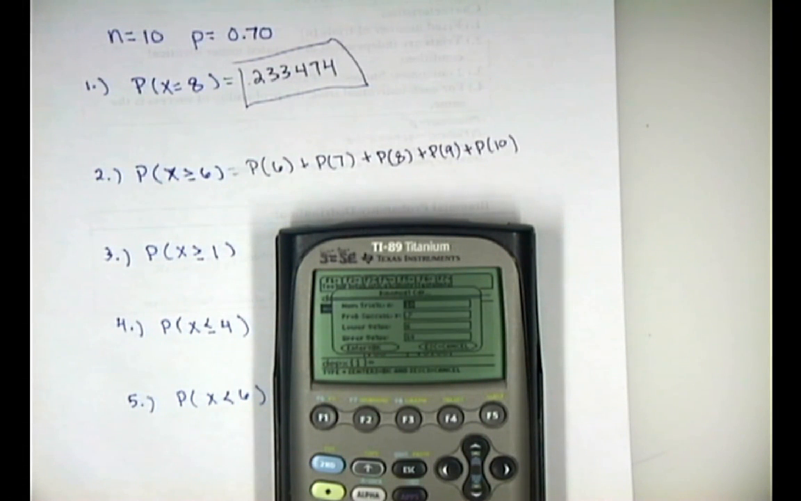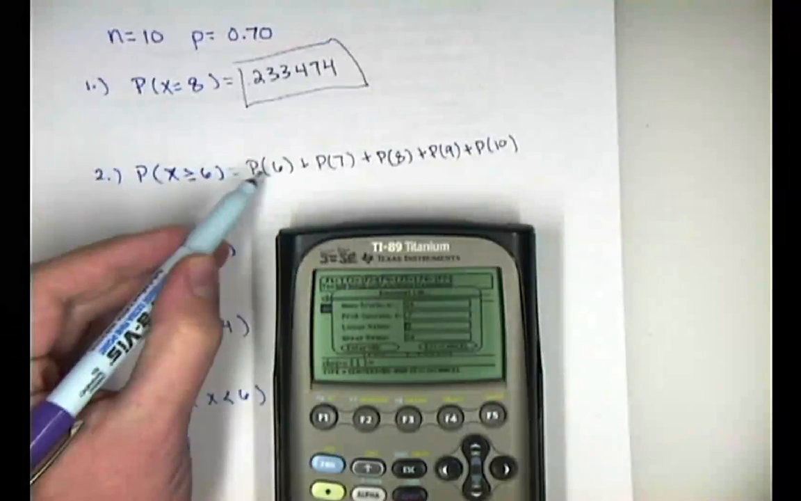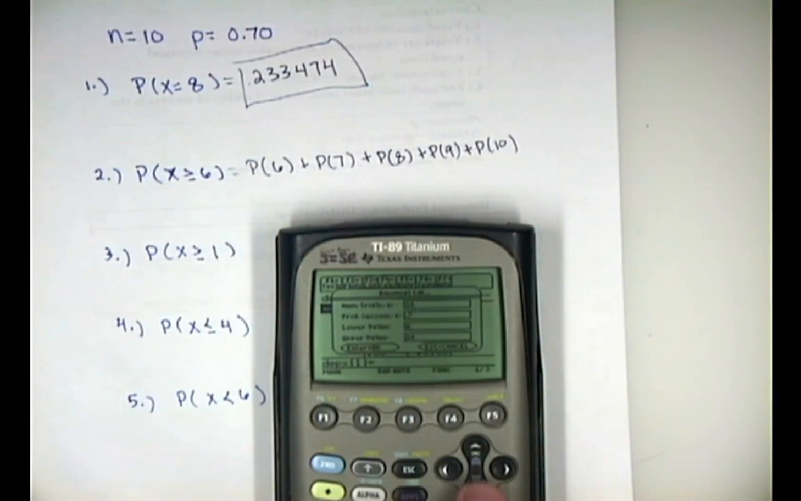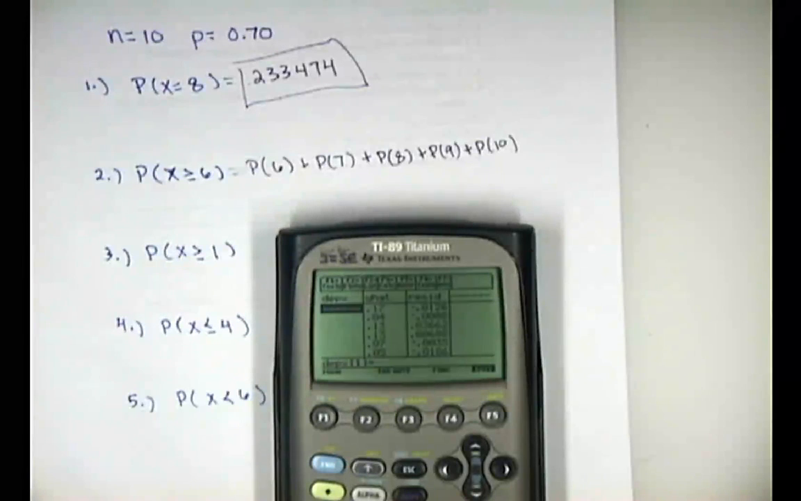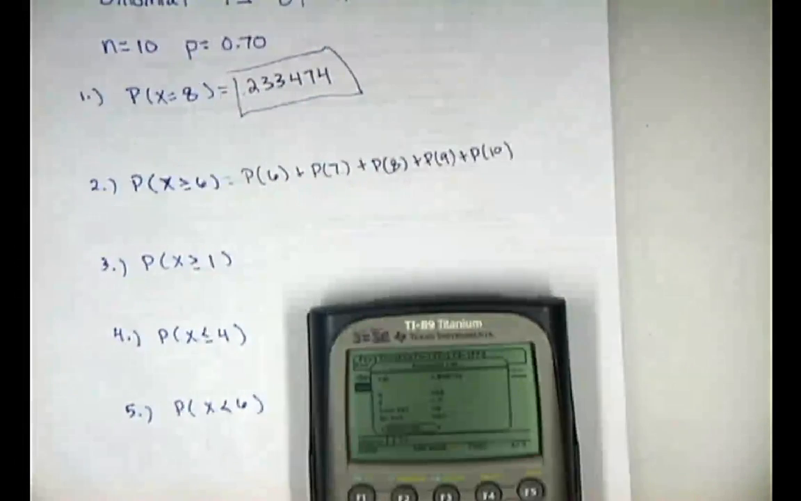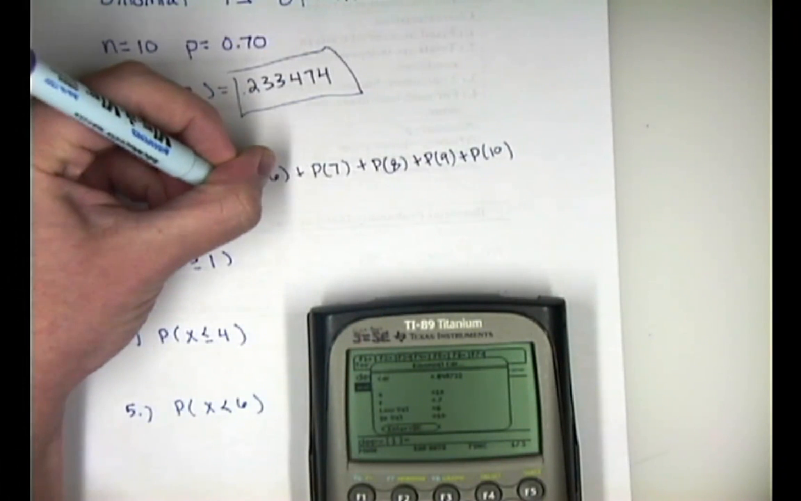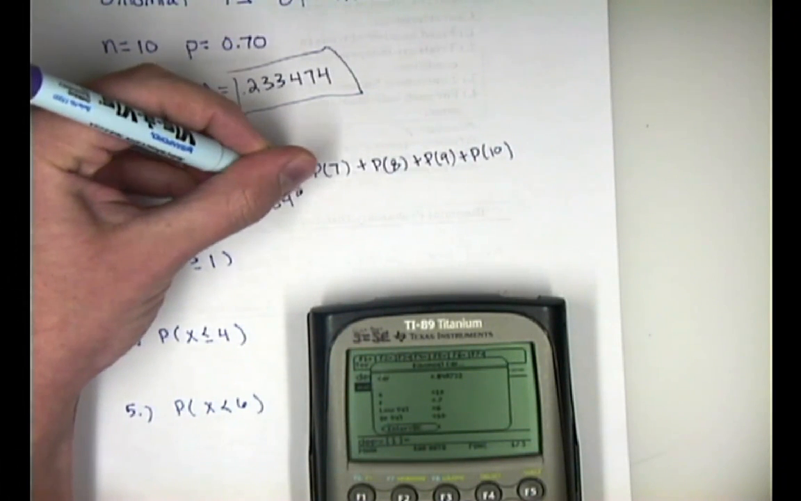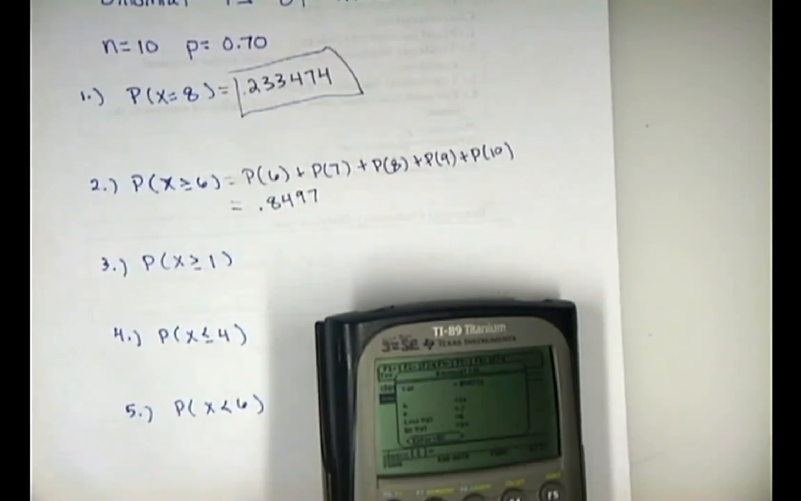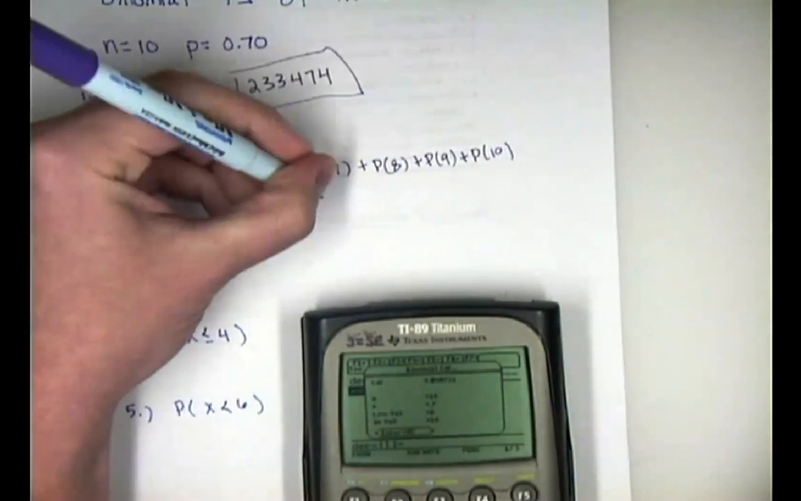It asks you for the number of trials. Well, same information should be in there. 10. Probability of success is still 0.7. Now your lower value, well, we're going to sum from 6, so let's put in 6, all the way up to 10. If it's not already in there, put it in there. Now we're ready to hit enter, hit OK, and it'll just bring up the probability for you at the very top. It'll say CDF equals 0.849732.